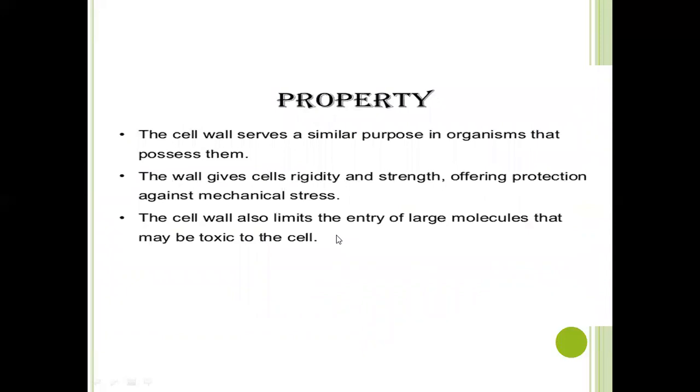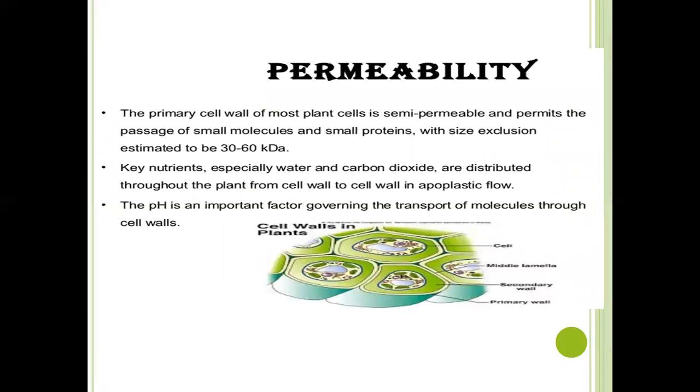Properties of cell wall. The cell wall serves a similar purpose in organisms that possess them. The wall gives cells rigidity and strength, offering protection against mechanical stress. The cell wall also limits the entry of large molecules that may be toxic to the cell. Permeability. The primary cell wall of most plant cells is semi-permeable and permits the passage of small molecules and small proteins with size exclusion estimated to be 30 to 60 kDa.